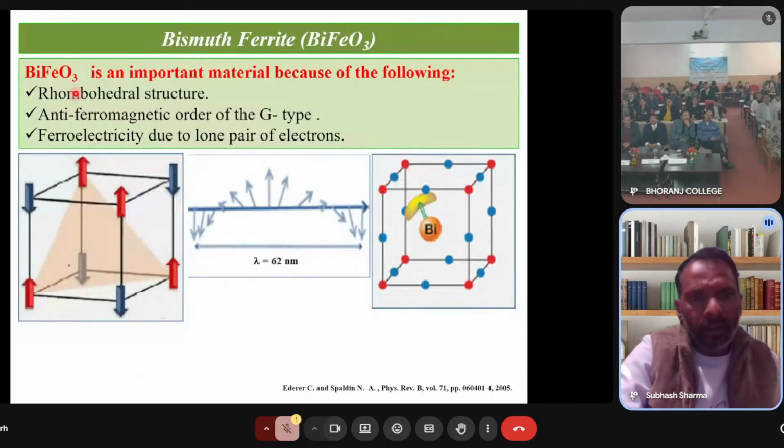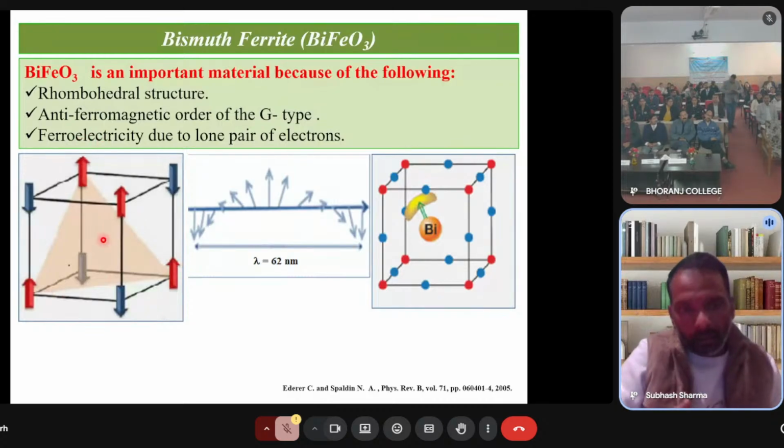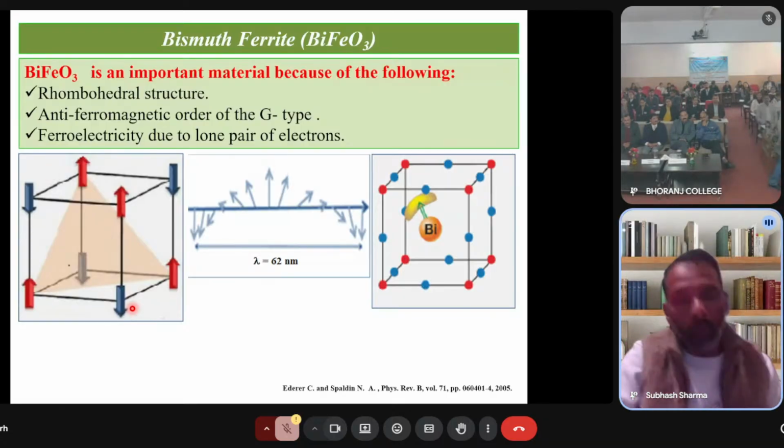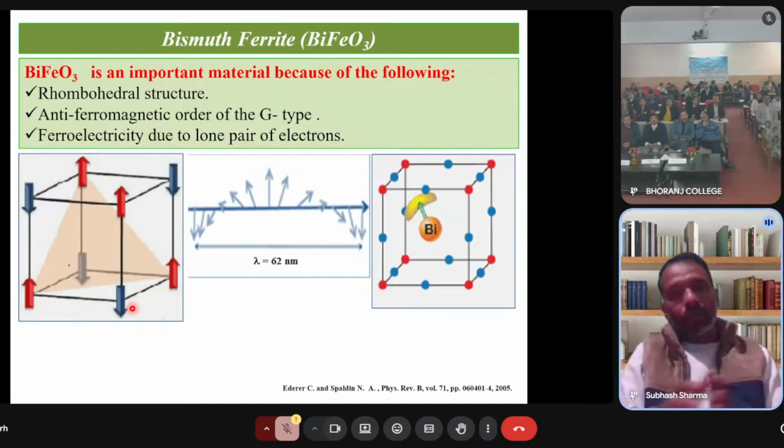Bismuth ferrite has a distorted rhombohedral structure and is antiferromagnetic. It is not ferromagnetic, it is antiferro. That means if in one subcell the spin is up, in the adjacent neighbor the spin is down, so the overall magnetization is going to cancel out.